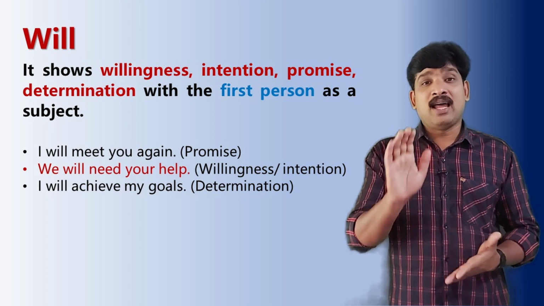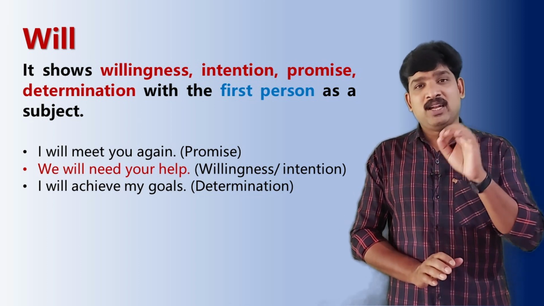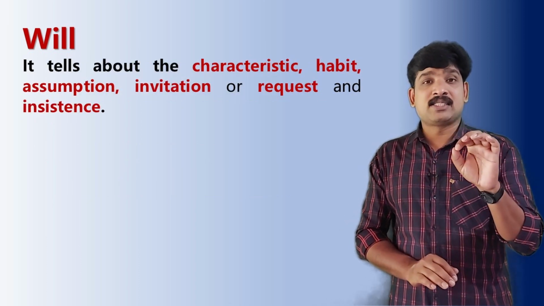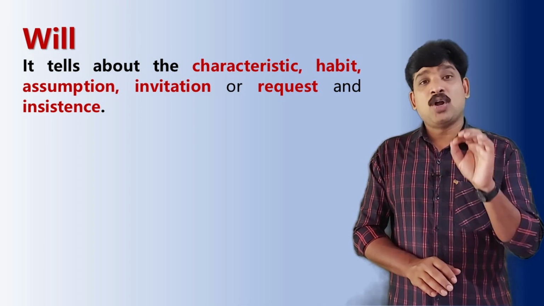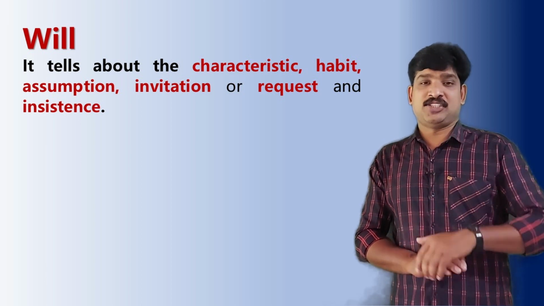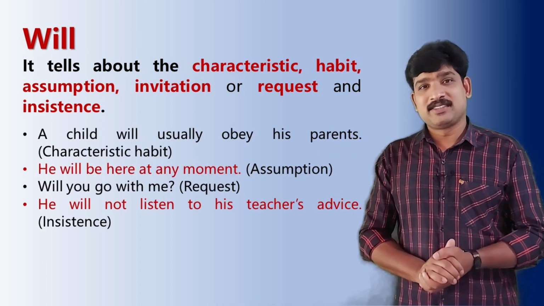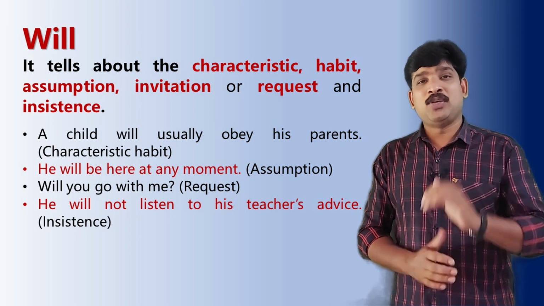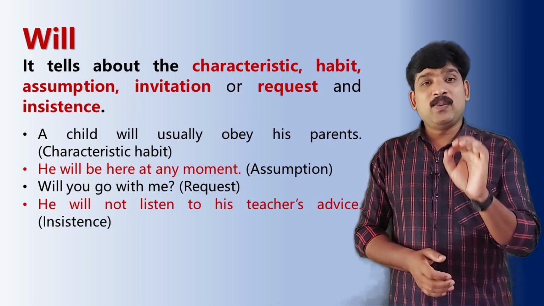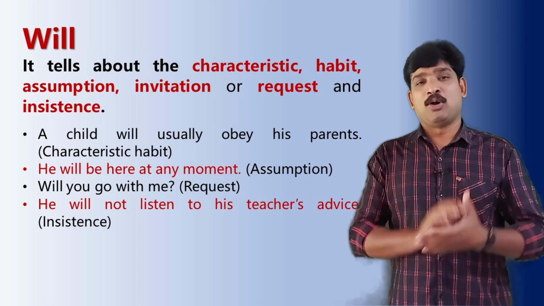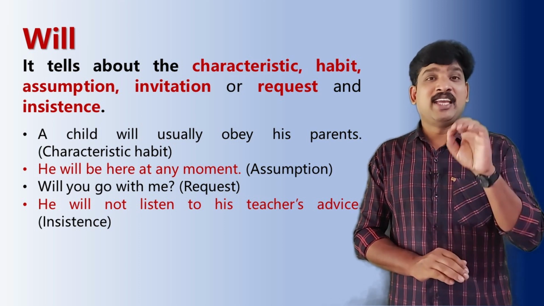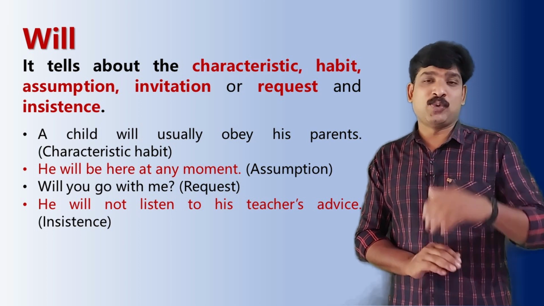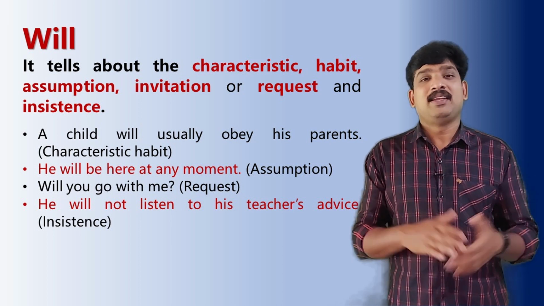The third and the last use of modal will is that it tells us the characteristic, habit, assumption, invitation or request and insistence. Look at these examples. A child will usually obey his parents. He will be here at any moment. Will you go with me? It's a request. He will not listen to his teacher's advice. Insistence.